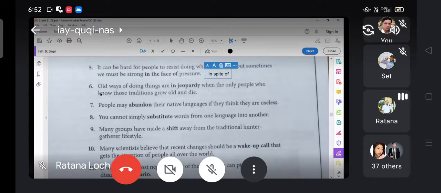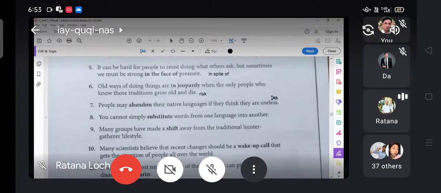Okay, so number 6. All ways of doing things are in jeopardy. And you know this meaning? Danger. Yes. In jeopardy is not exactly that, but danger is a strong meaning. Jeopardy means risk, you know, risk. Danger is okay, but it's a stronger meaning than jeopardize. Okay, jeopardize is the same way.